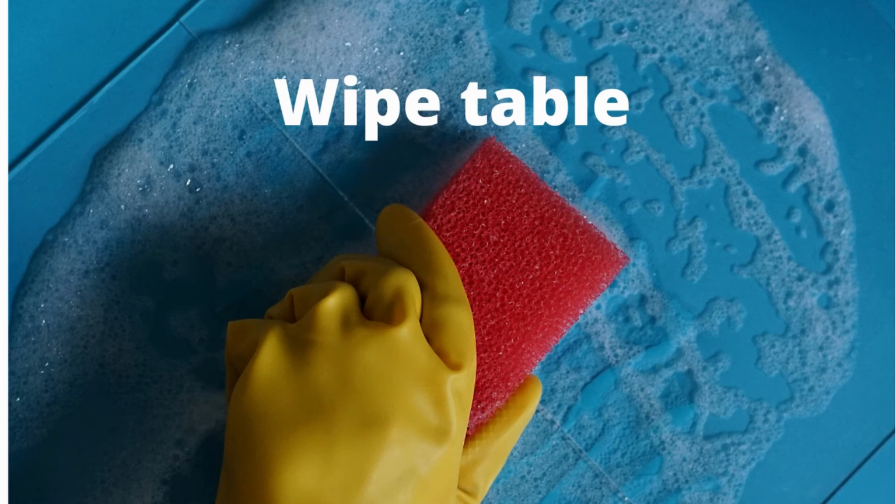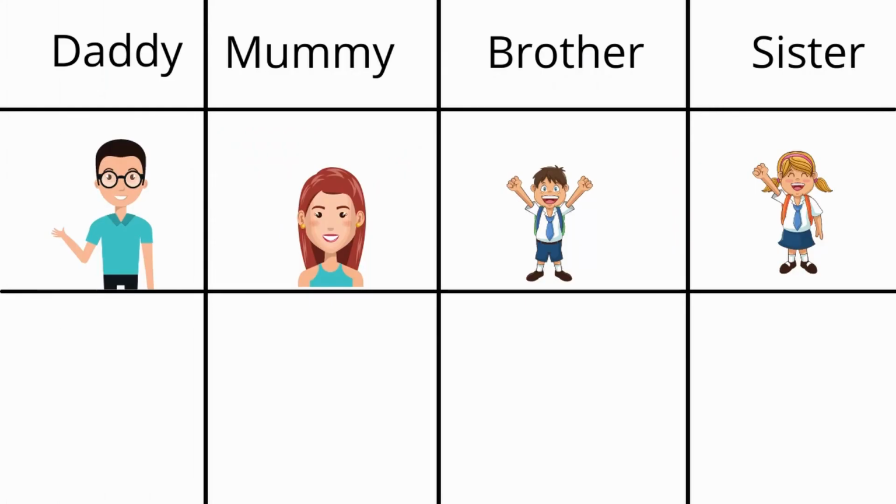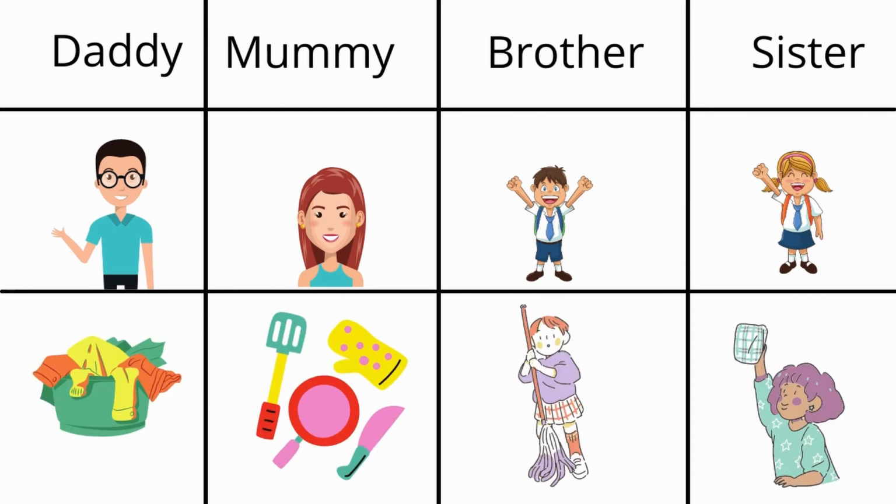Now, what chores do you do at home? You can make your own chart and see. Daddy is doing the laundry. Mommy is cooking. Brother is going to mop. And sister is going to wipe down. Very good, friends.